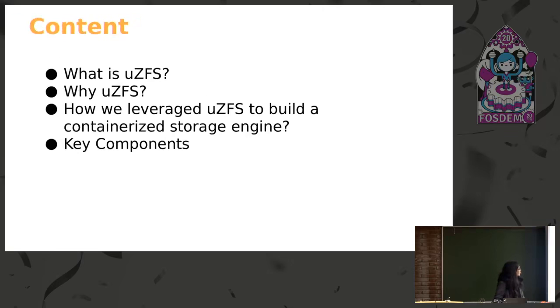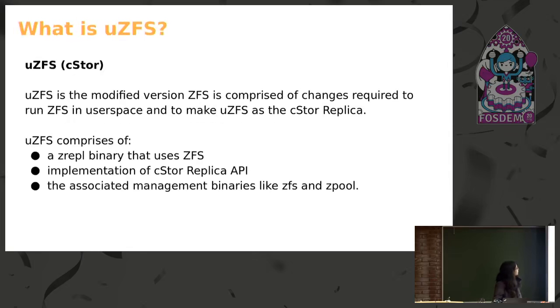And yeah, so today we are going to talk about these four bullets. First is what is UZFS, why UZFS, how we use it in our storage engine, which is called cStor, and the key components included in the storage engine. So what is UZFS? UZFS is basically the modified version of ZFS, which comprises the changes which we made in ZFS to run it in user space instead of kernel space, and also the changes which we require to make it a cStor replica.